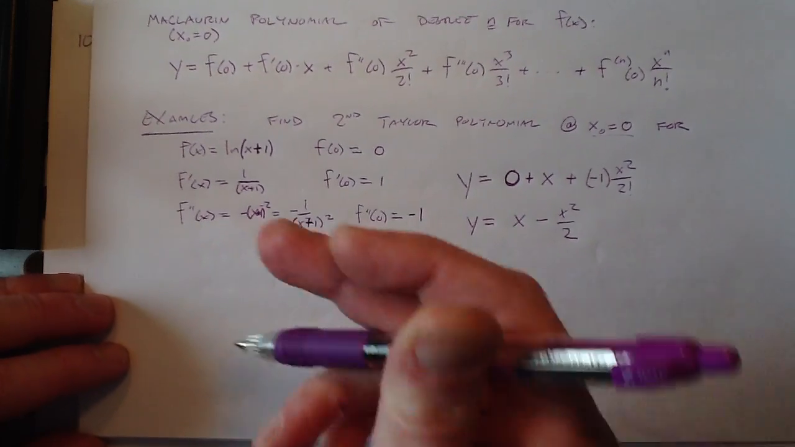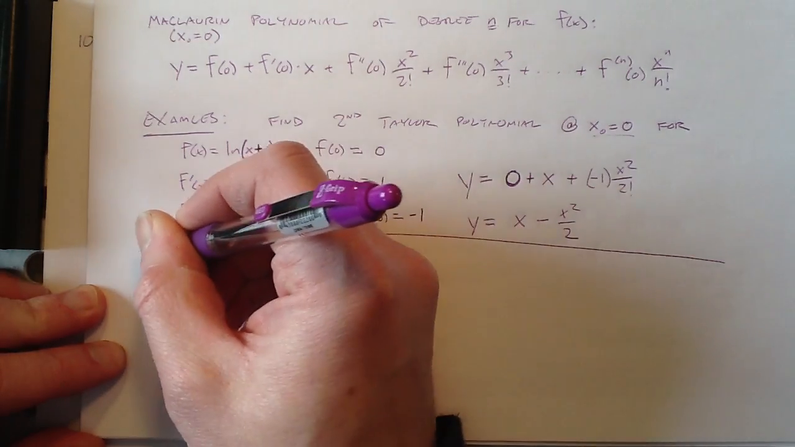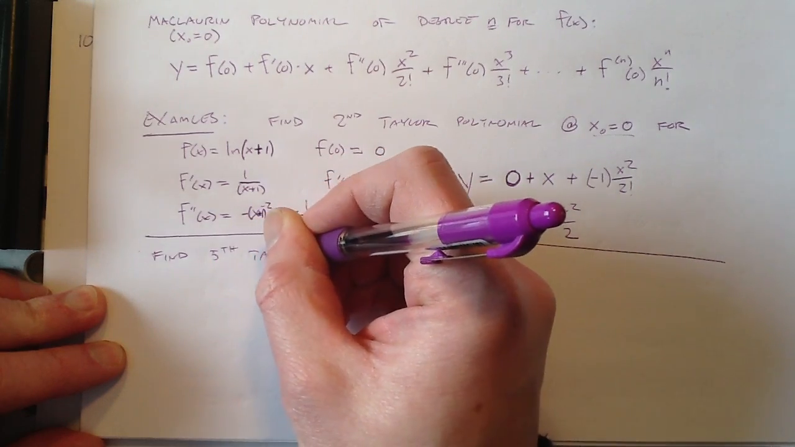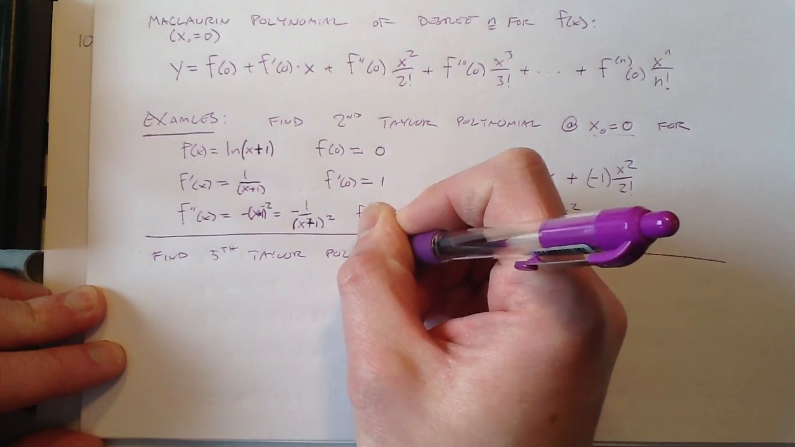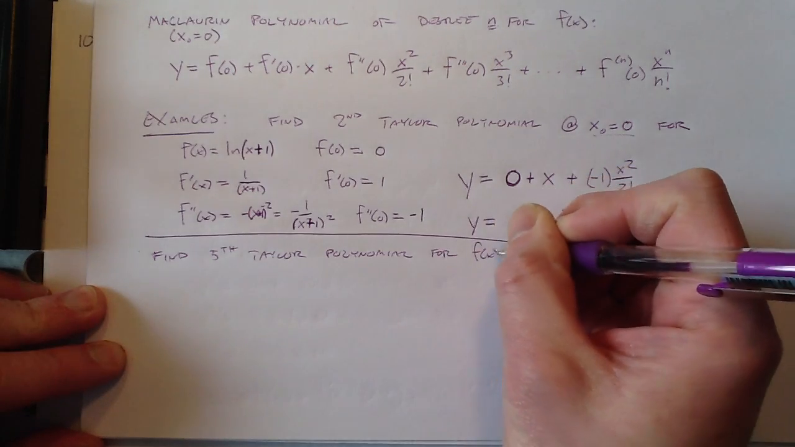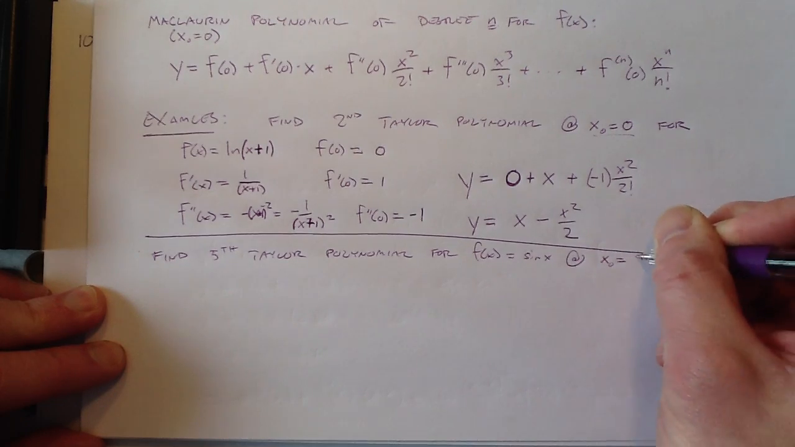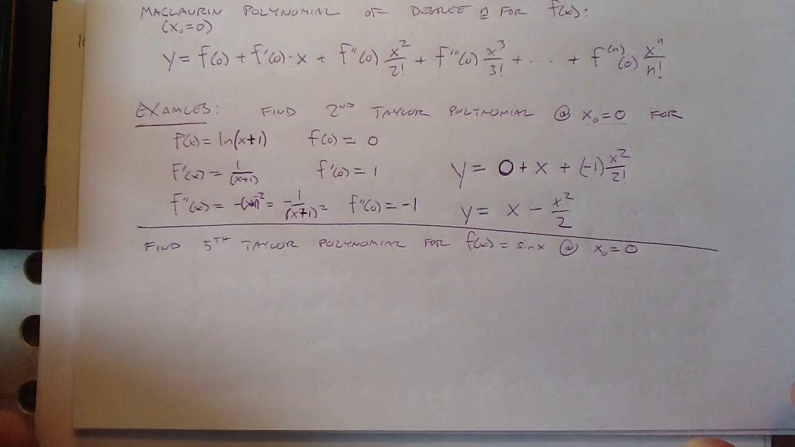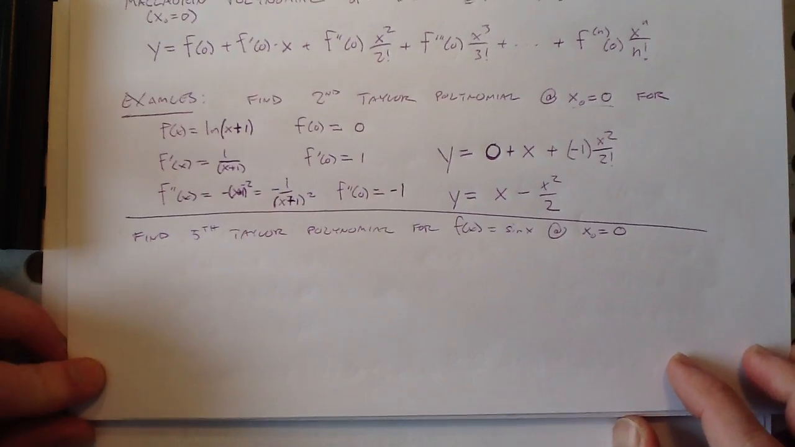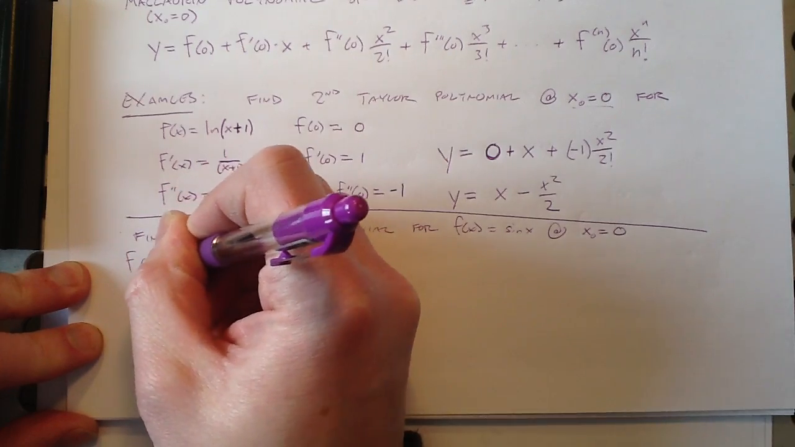Let's find the fifth Taylor polynomial for f of x equals sine x at x sub 0 equals 0. Okay, if we need a fifth degree Taylor polynomial, we need the first 5 derivatives of the sine function. Well, that could be a pain, but of course with the sine function it's not, because we have the function itself.